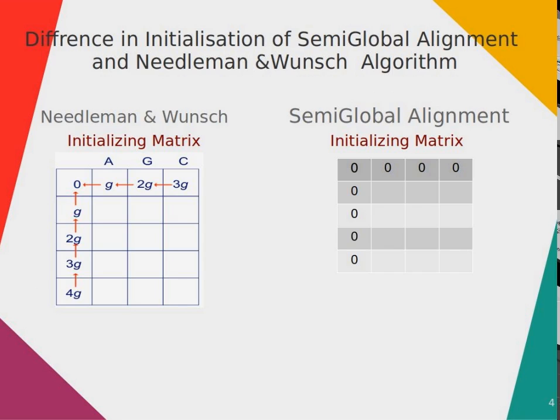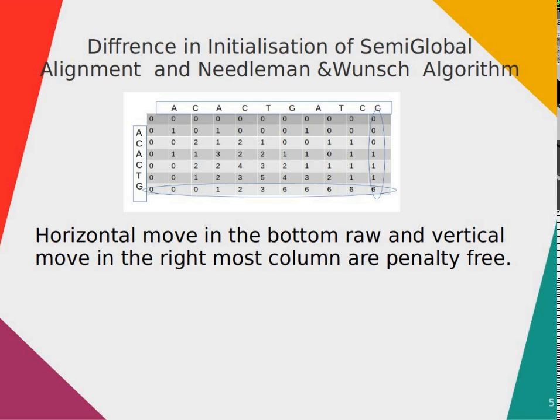The difference in initialization of semi-global alignment and the Needleman-Wunsch algorithm is demonstrated here in this figure. Please note, the difference is not only in the initialization of the first row and first column, but in the last row and last column: the horizontal moves in the bottom row and vertical moves in the rightmost column are also penalty free.